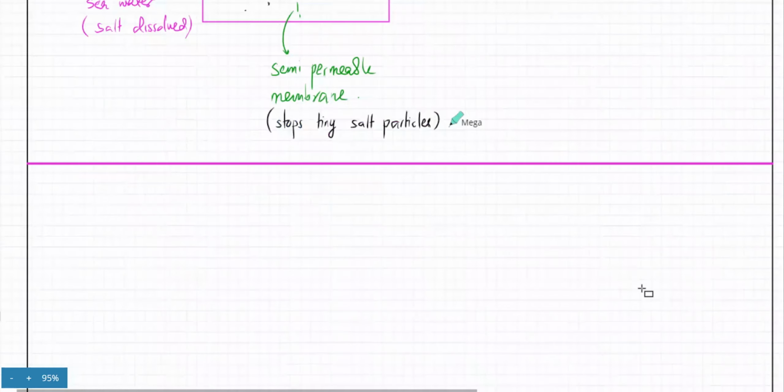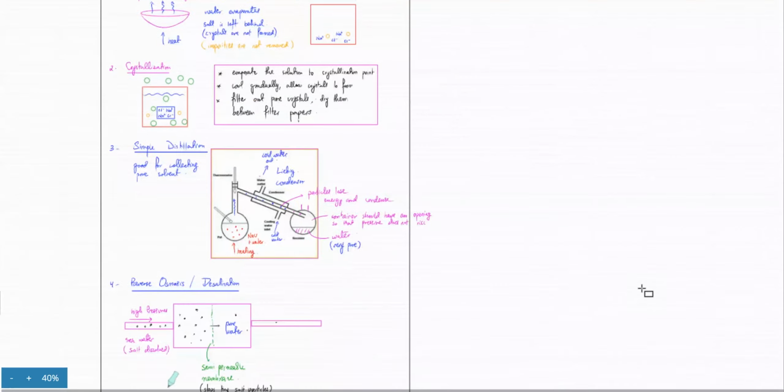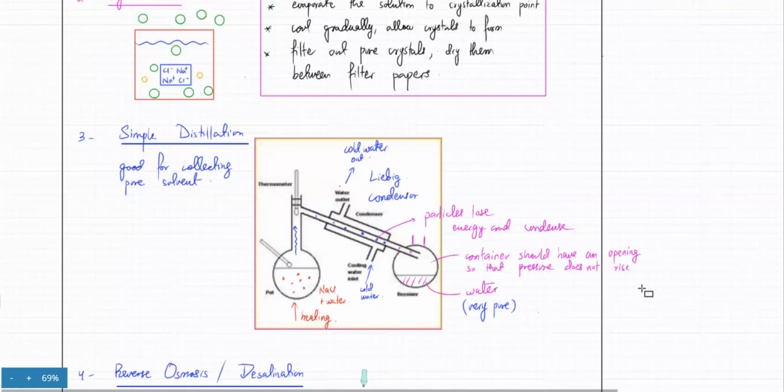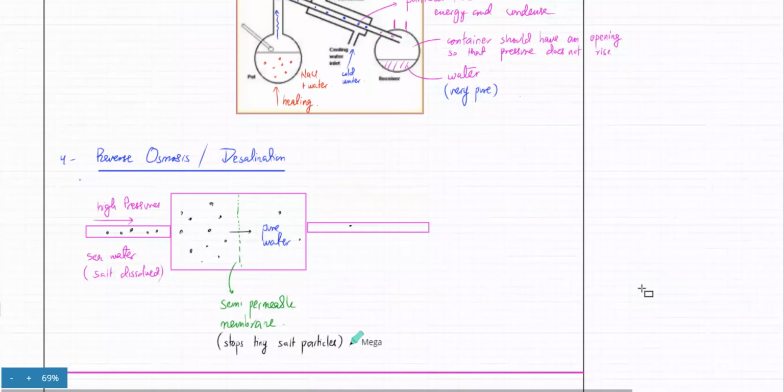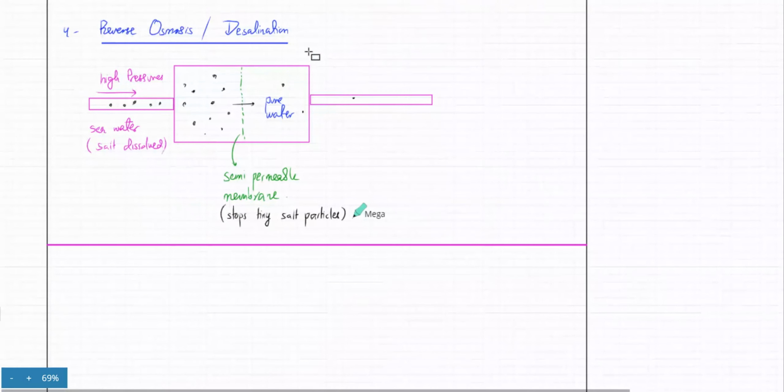So then you have the next one. Remember four ways: evaporation to dryness, crystallization, simple distillation, and reverse osmosis. This is specifically, you're going to be talking about this, especially in air and water, when they'll ask you about how water gets purified.